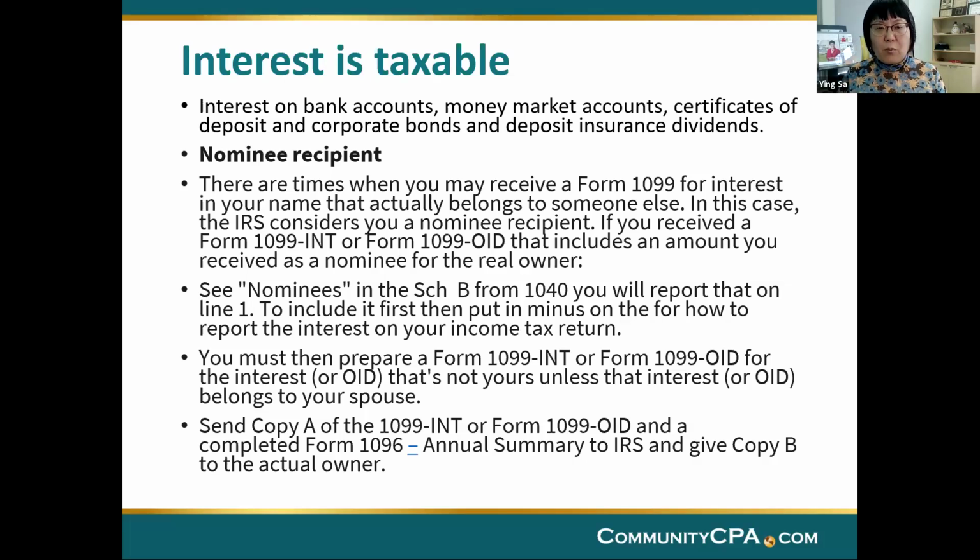So there are times when you may receive a 1099 for interest from the bank. It's in your name with your social security number on it, but actually belongs to somebody else. So IRS recognizes that. They know that happens. In this case, IRS considers you the nominee recipient. If you receive a form 1099 INT or the other form 1099 OID, original issue discount, that includes an amount you receive as nominee for the real owner.